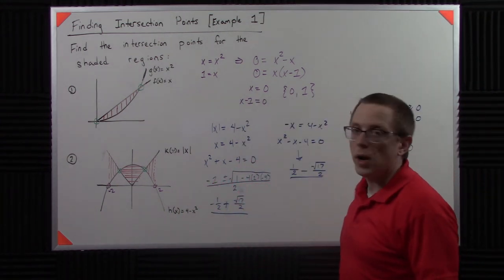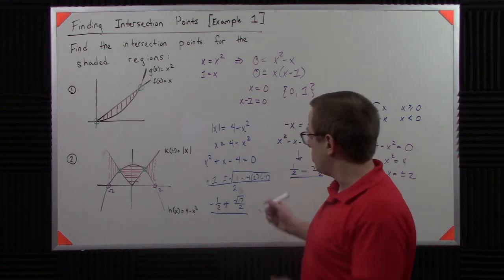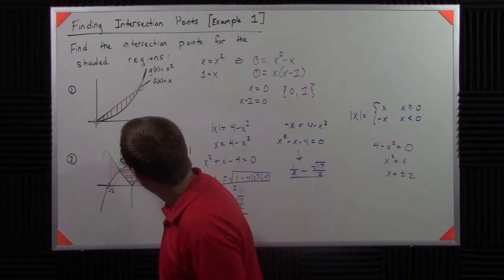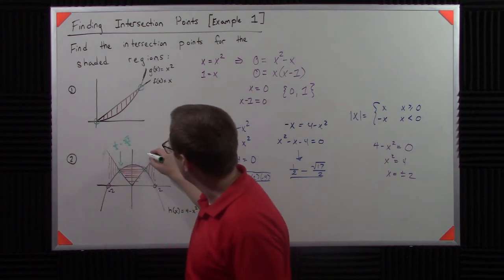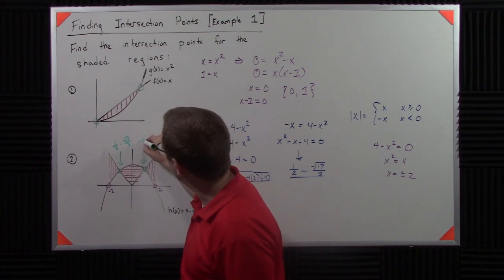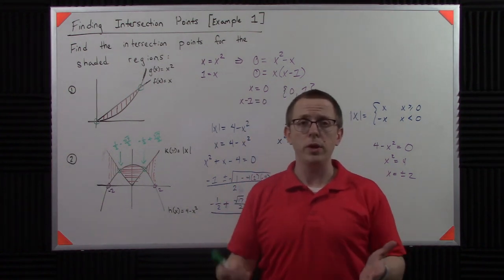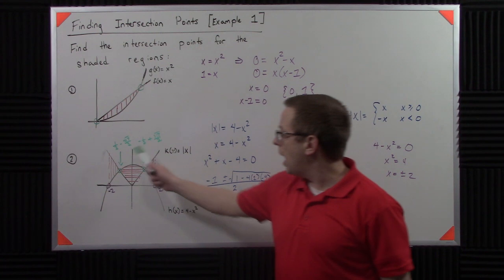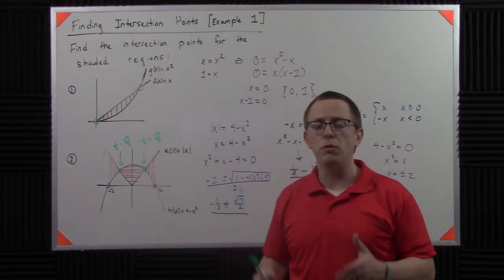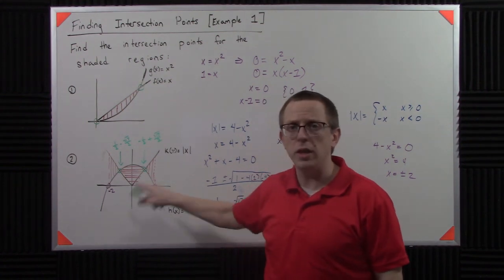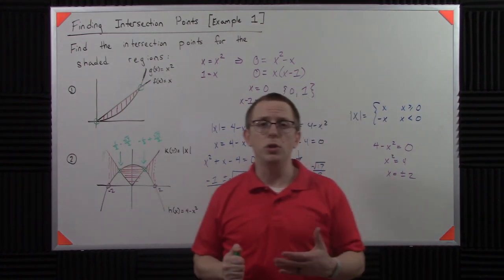I don't know how I lost track of my green marker. It also tells me that this point is 1/2 minus the square root of 17 over 2. And this point is negative 1/2 plus the square root of 17 over 2. So that's kind of ugly, but those are your points, your crossover points. And now you actually have enough points to solve both these problems, but specifically this problem if you're going to do it with integration.